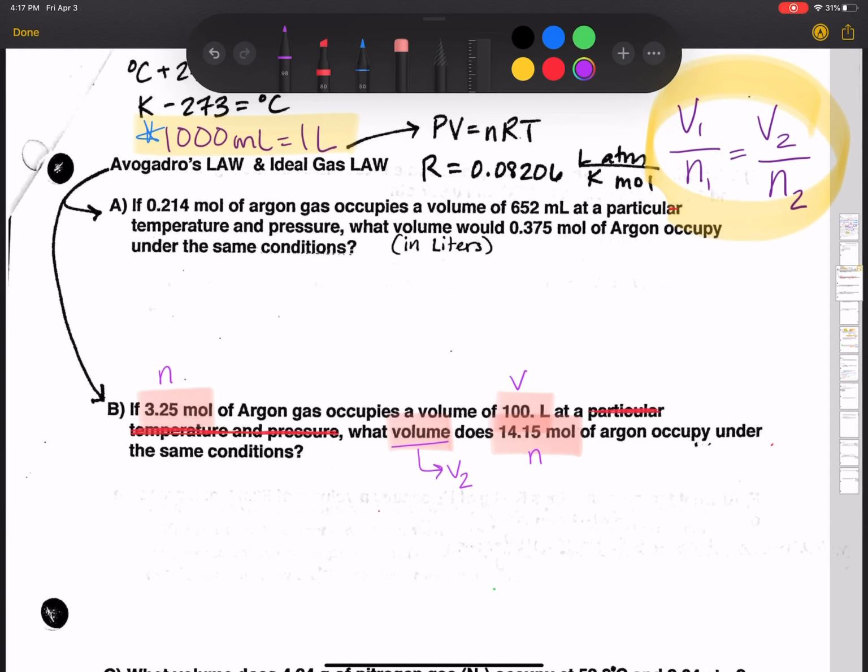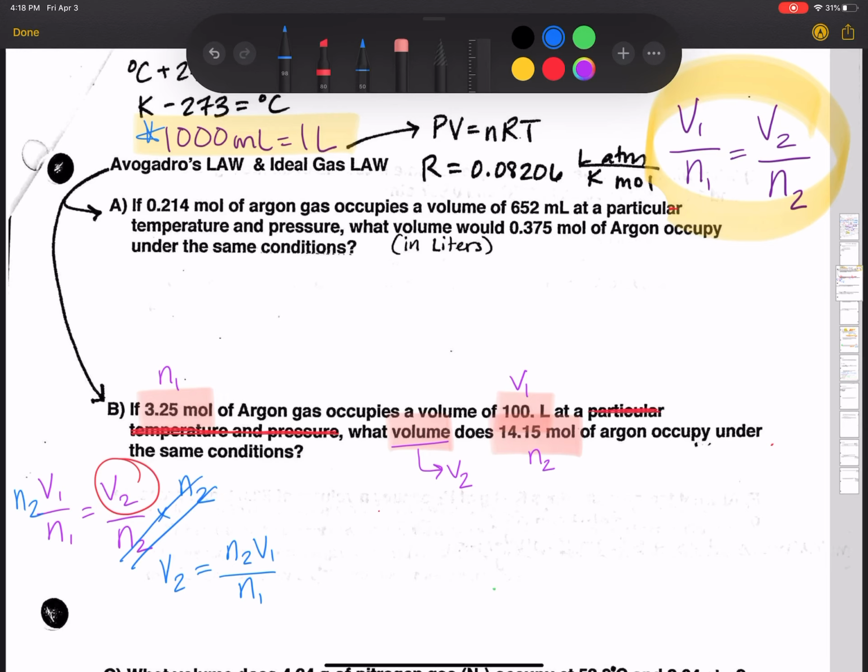So I know that 3.25 moles is N1, 100. liters is V1. My new volume that I'm going to look for is my V2, and my 14.5 moles is my N2. All I need to do from here is take my formula, which is V1 over N1 equals V2 over N2, and solve for V2. This is the same thing that we did in the last problem, so I'm just going to walk through that one more time. I want to multiply by N2 on both sides. N2 cancels out over here, and I'm just left with V2 equals N2 times V1 over N1.